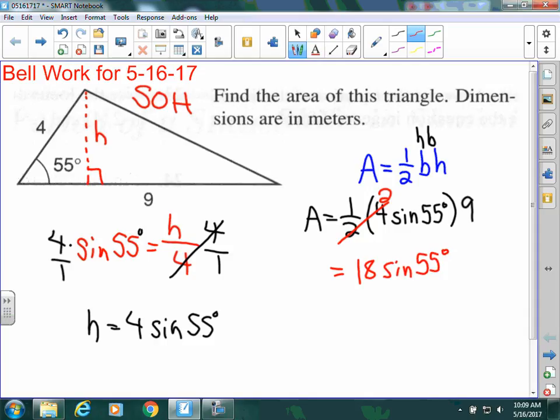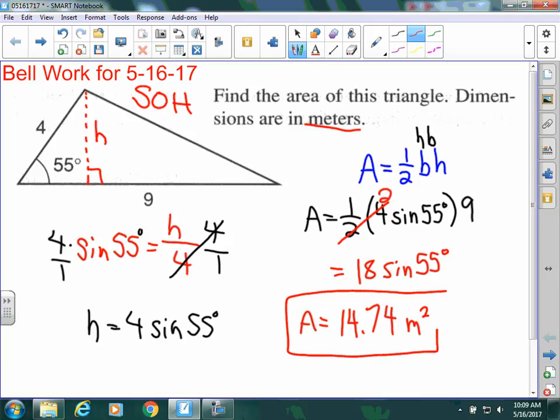And at this point, I need a calculator because I don't know what the sine of 55 is. If I type 18 times sine of 55 into the calculator and hit enter, it spits out that the area is equal to 14.74, if I round, meters squared, because they told me these were in meters. So there's my area, all because I could find the height using trigonometry. Maybe there's another way to find the height, but that seems like the best way.